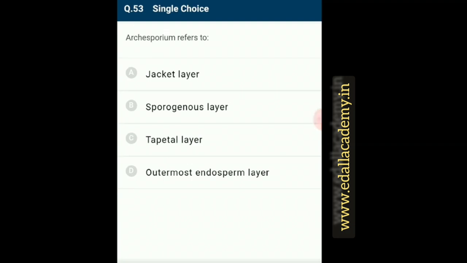Archesporium refers to a cell or group of cells from which the spore mother cell will develop. Archesporium produces archesporial cells, which then develop into sporogenous tissue. Cells from it develop into gametic cells participating in the fertilization process. Tapetal layers are found around the middle layer surrounding the sporogenous tissue. Tapetum provides nourishment to sporogenous tissue. So the answer is option B, sporogenous layer.